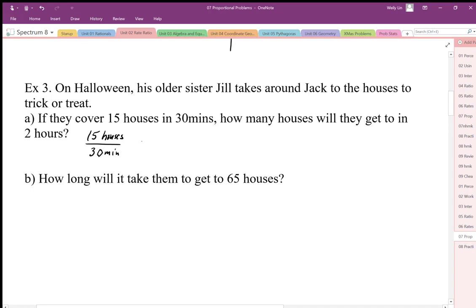And we can work out their rate for 2 hours. So that's going to be 120 minutes. So this is going to be an equivalent rate. So here we're going to use our times 4. We've got a times 4 going on here. So times 4, so that's going to be 60 houses in 120 minutes. So we can say 60 houses.